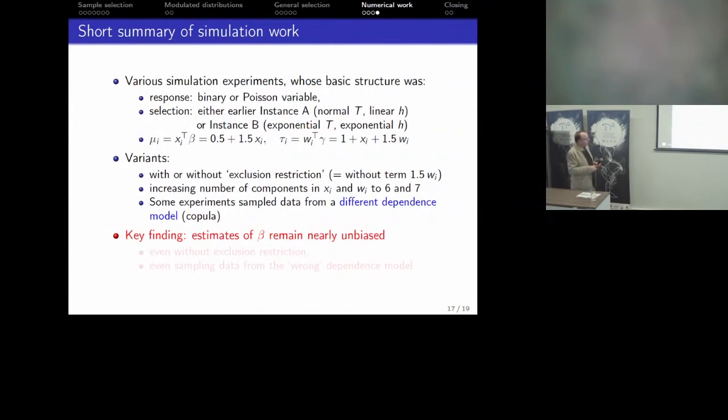The estimates of beta remain essentially unbiased, even if you do not satisfy this condition here. So even if you drop off the term here, and even more importantly, perhaps, even if you sample from this completely extraneous model. So even if you miss completely the underlying assumption, still the key component, these parameters here, are estimated essentially unbiased.